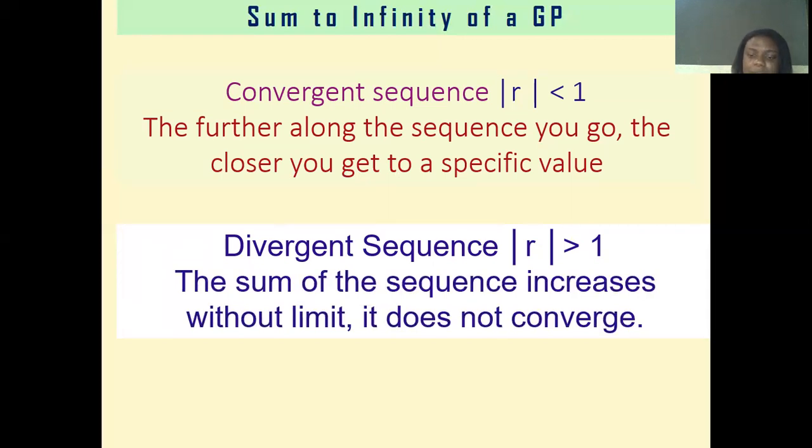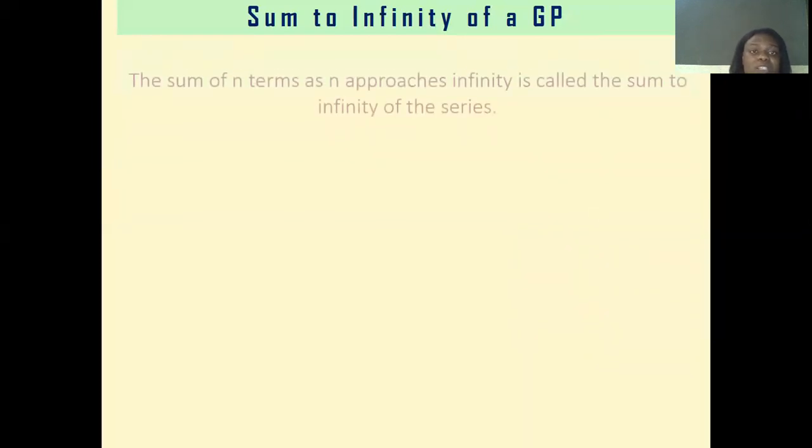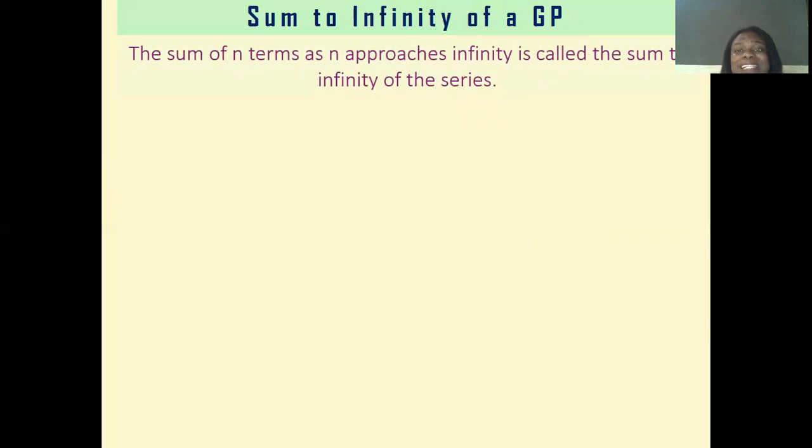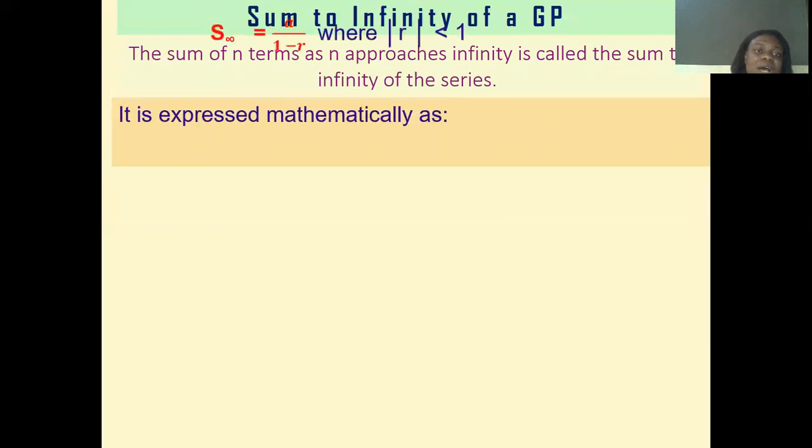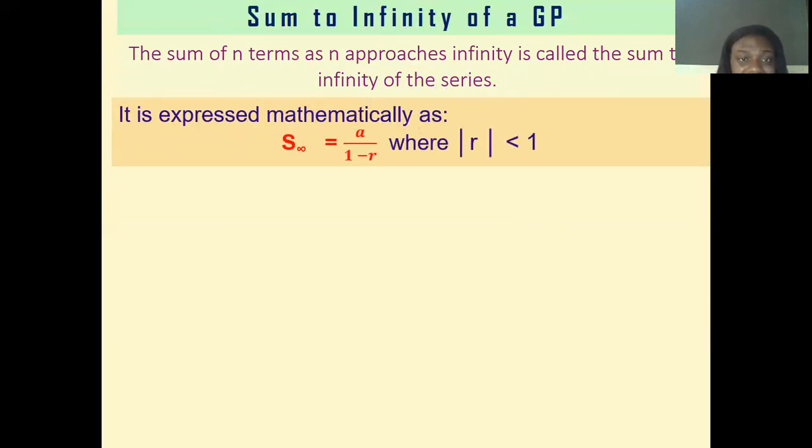Now, the formula for the sum to infinity of a geometric progression that is convergent is, let's look at that now. S infinity, that sign means infinity, equals A over 1 minus R. S infinity equals A over 1 minus R.